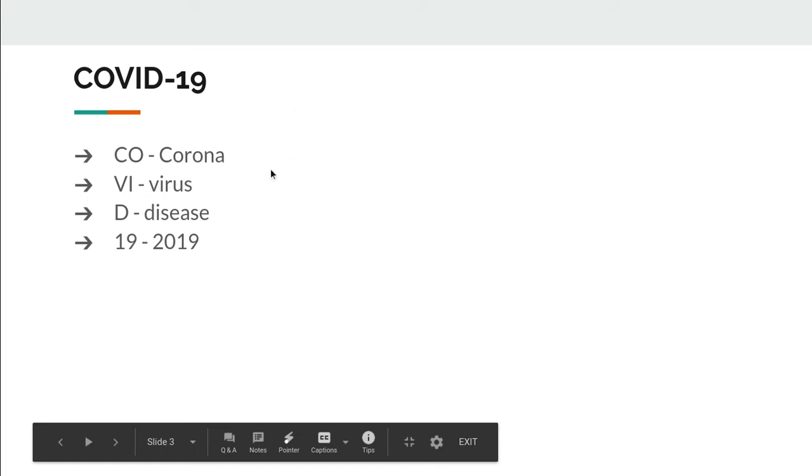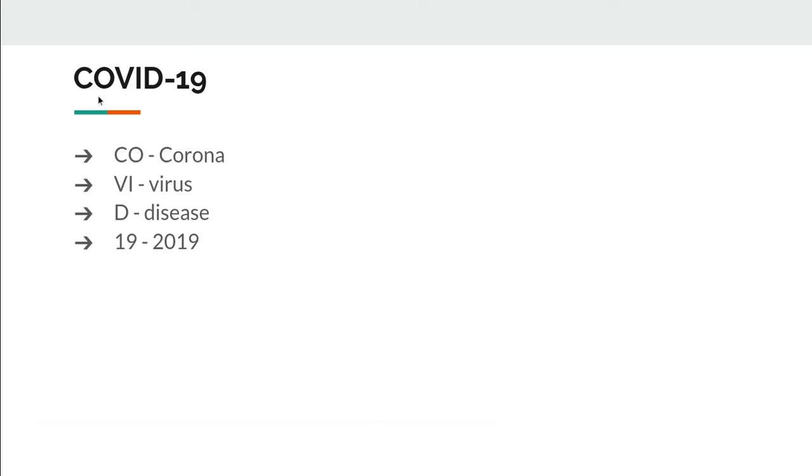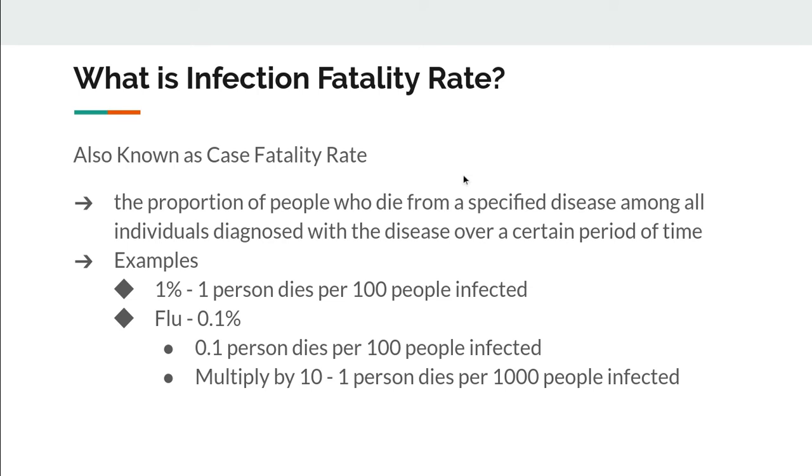COVID-19, just real quick, if you haven't seen this already: CO stands for corona, VI for virus, D for disease, and the 19 is for 2019 since that's when they found it. So it's coronavirus disease 2019. Okay, what is the infection fatality rate? It's also called the case fatality rate. So you'll see the two words interchanged for each other and they mean the same thing. The formal definition is the proportion of people who die from a specified disease among all individuals diagnosed with the disease over a certain period of time.